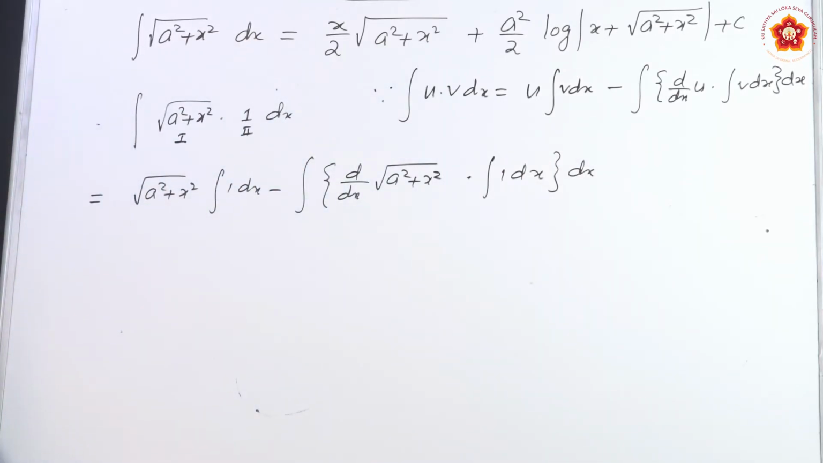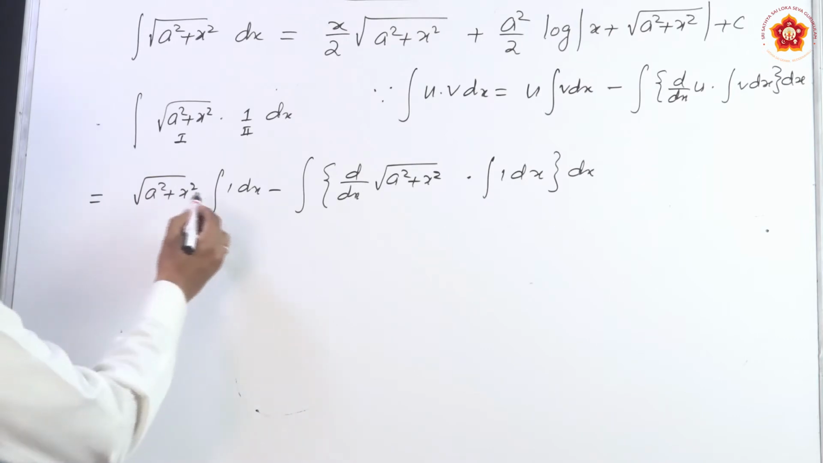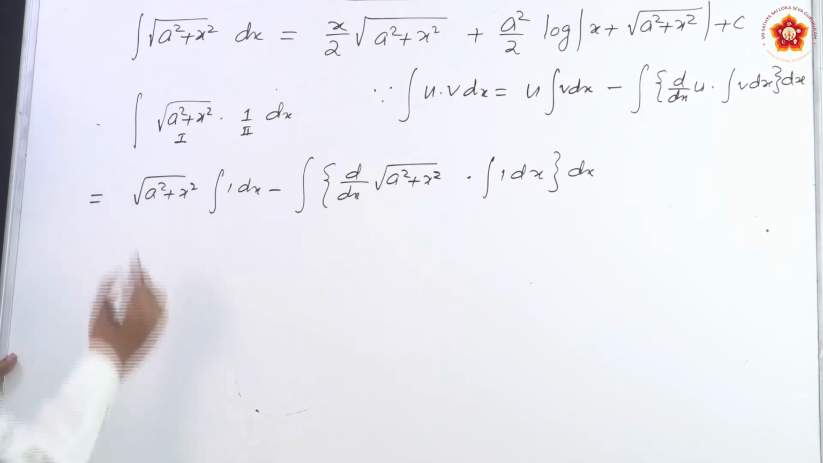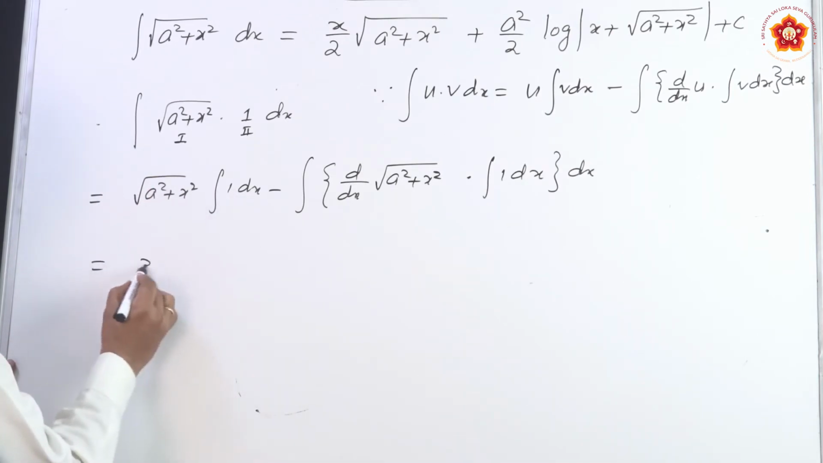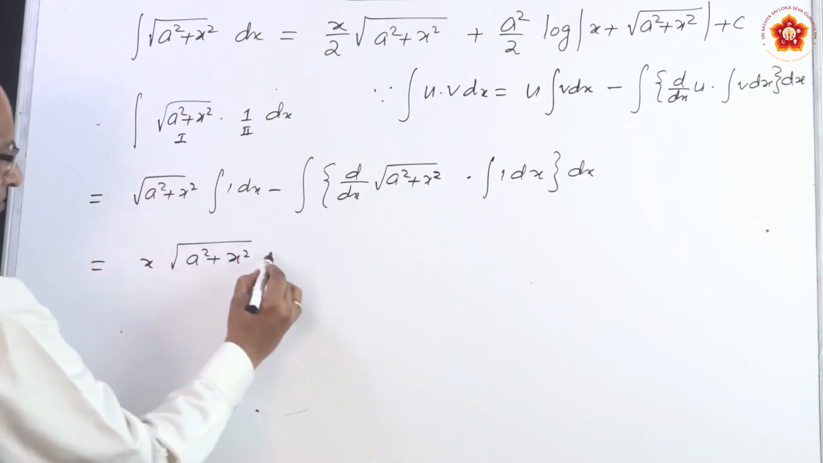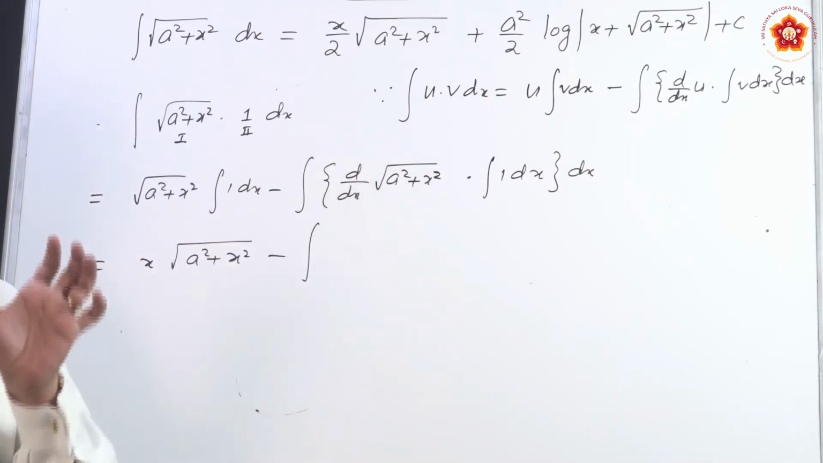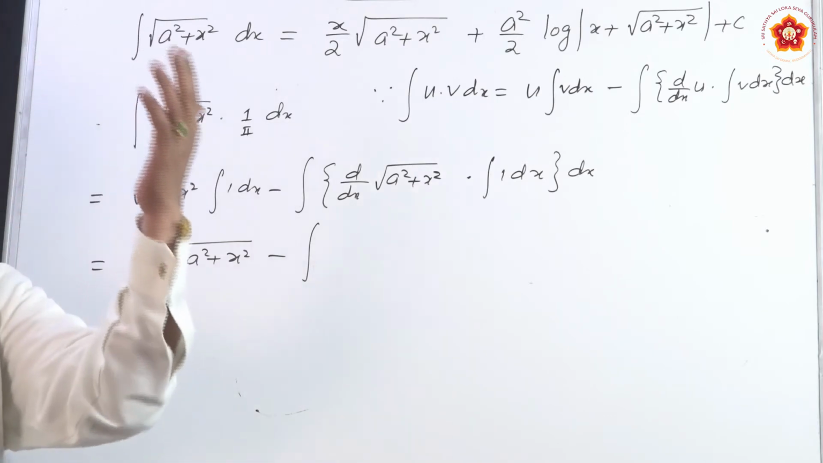This is the formula. This is how it is. So, simplify. What is the integral of 1? The integral of 1 is nothing but the integral of dx, which is x. So, this can be written as x into the square root of a square plus x square, minus, what is the derivative of a square plus x square? It is something like (a square plus x square) to the power half.